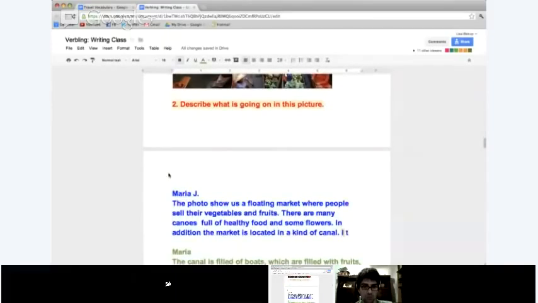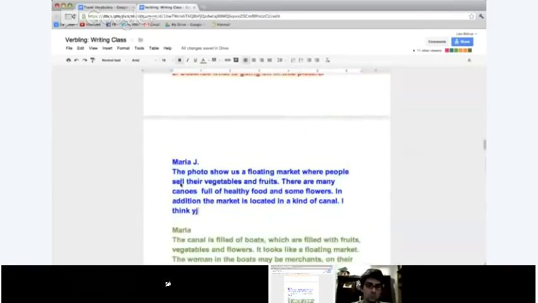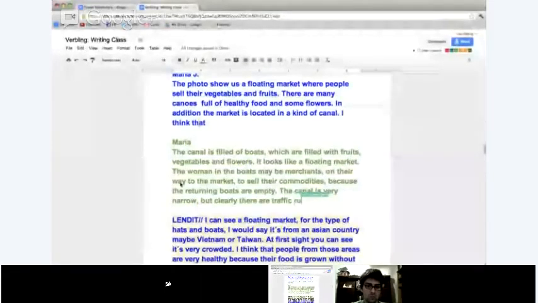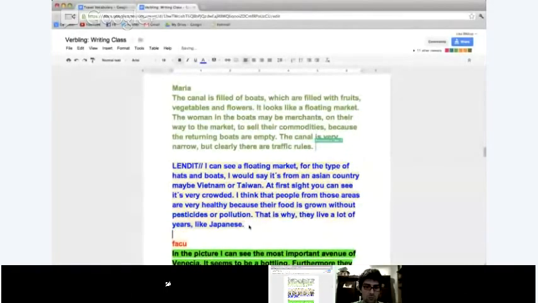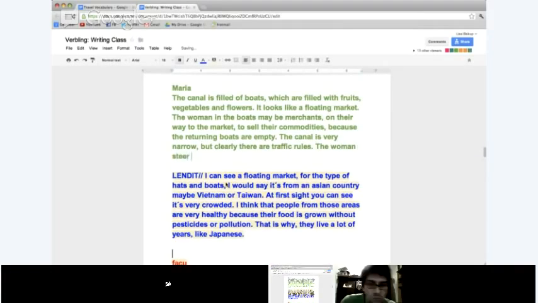Yeah, I finished the second one. Okay, Linda, go ahead and read. I can see a floating market for a type of hats and boats. I will say it's from an Asian country, maybe Vietnam or Taiwan. At first sight, you can see it's very crowded. I think that people from those areas are very healthy, because their food is grown without pesticides or pollution. That is why they live a lot of years like Japanese.